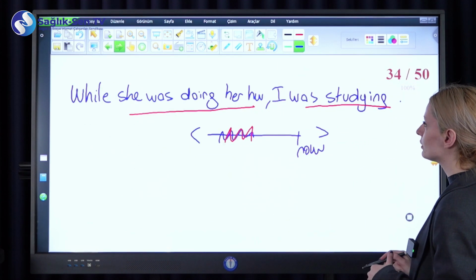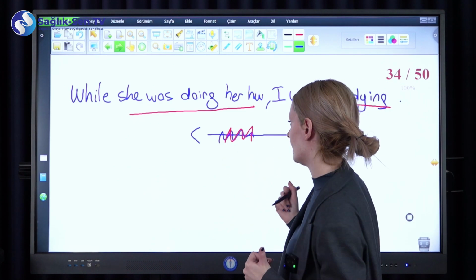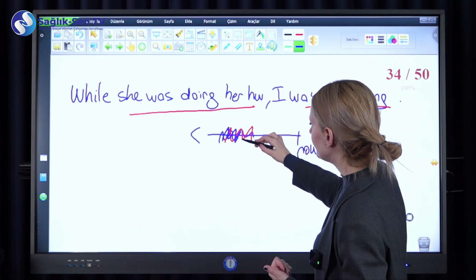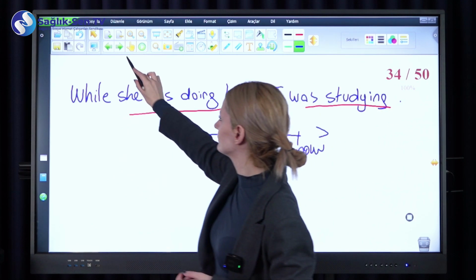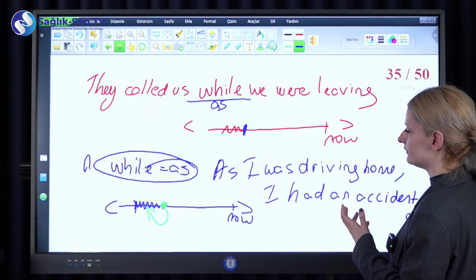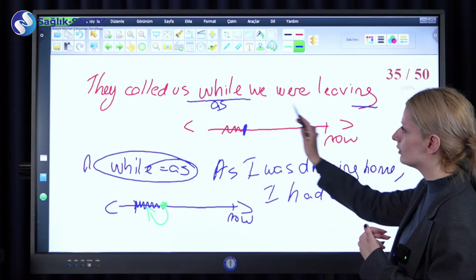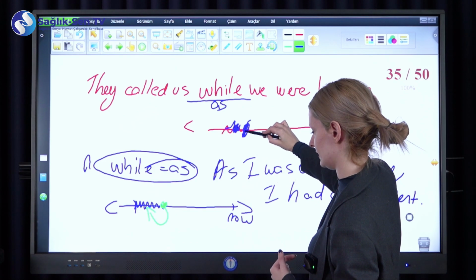While she was doing her homework, I was studying. Here you can see an example of the thing that we have talked about. They are happening at the same time in the past. They called us while we were leaving. Here you can see a long and a short. While we were leaving, they called us.